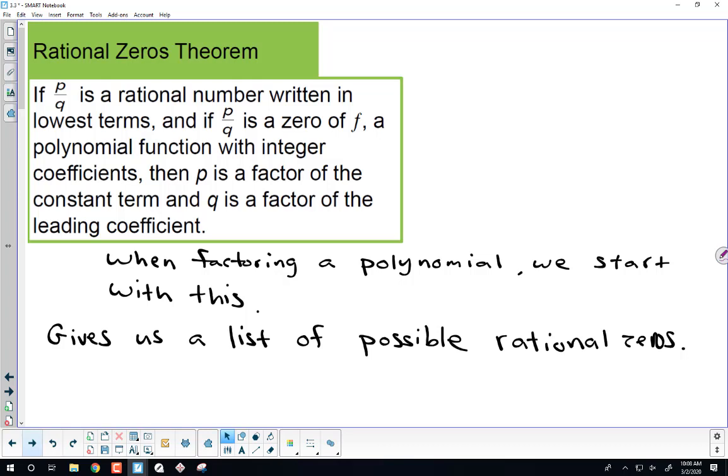And if we just started off blindly in any function, you're going to have essentially infinitely many numbers that could do that. So then the question is, where do we start? This theorem, the rational zeros theorem, gives us a starting point. So when we're asked to factor something, this is what we're going to start with. And what it gives us is a finite list of possible rational zeros.